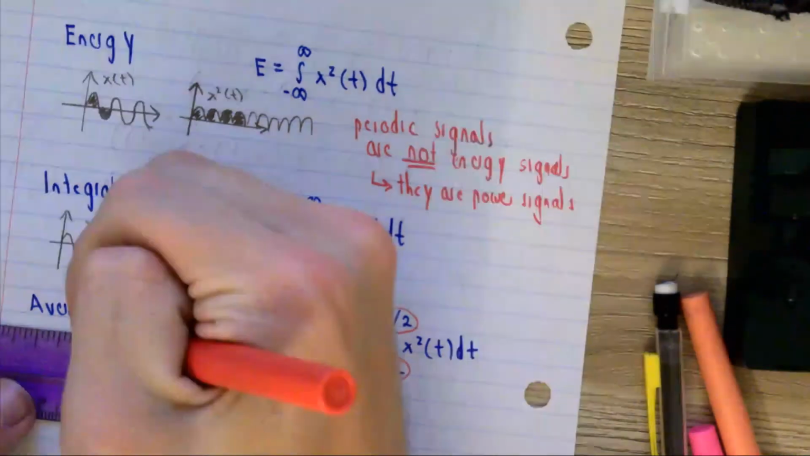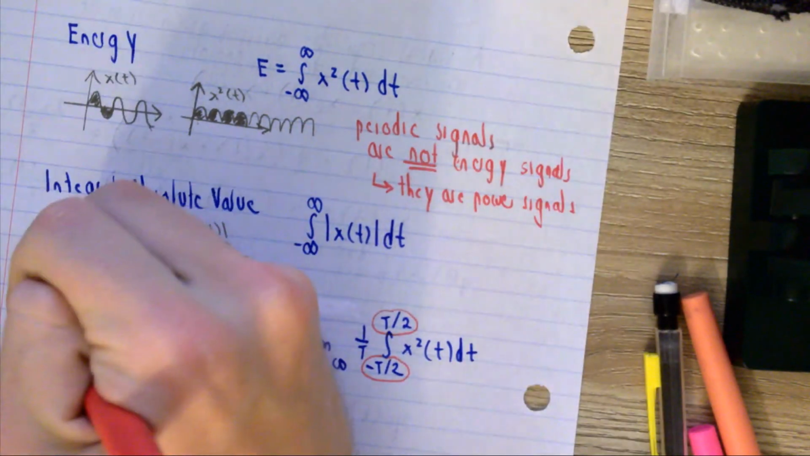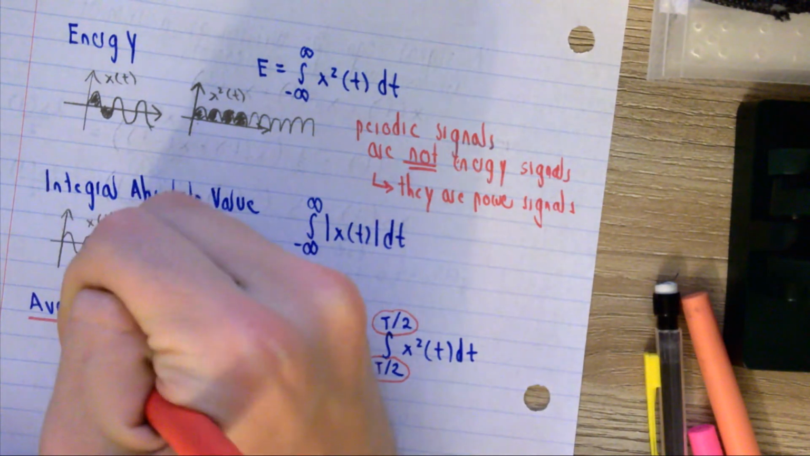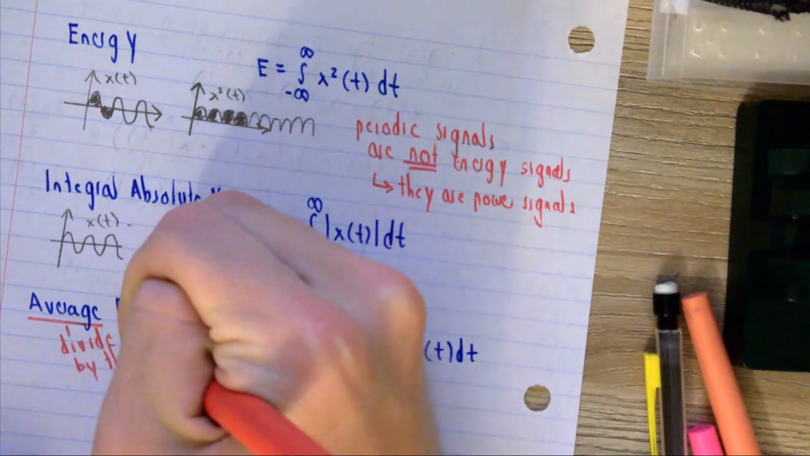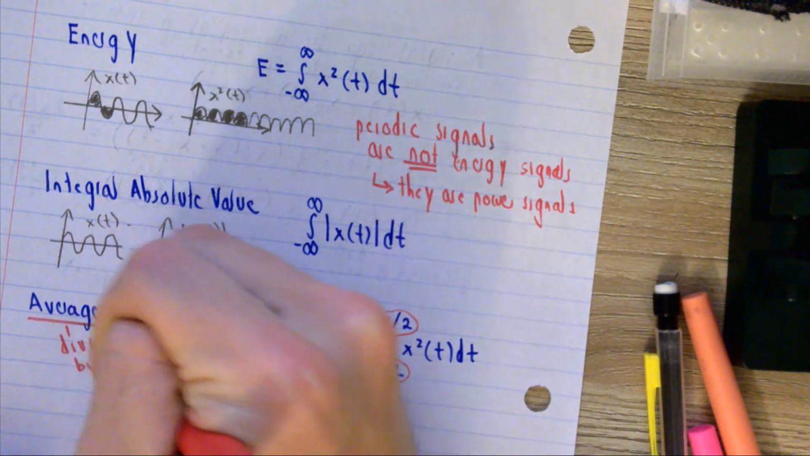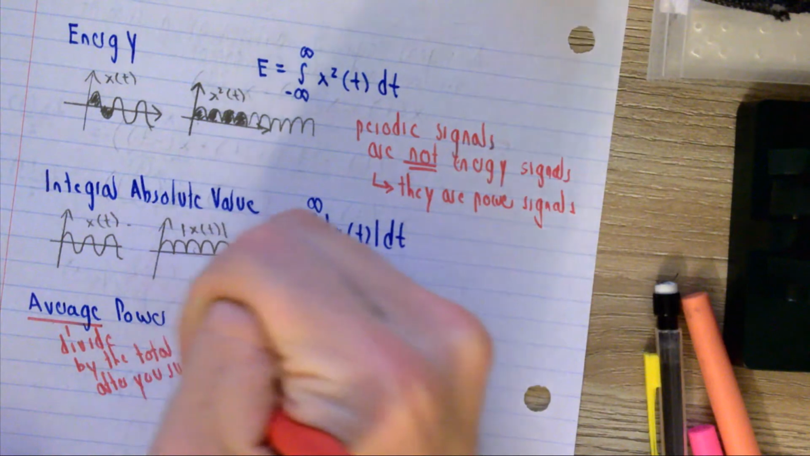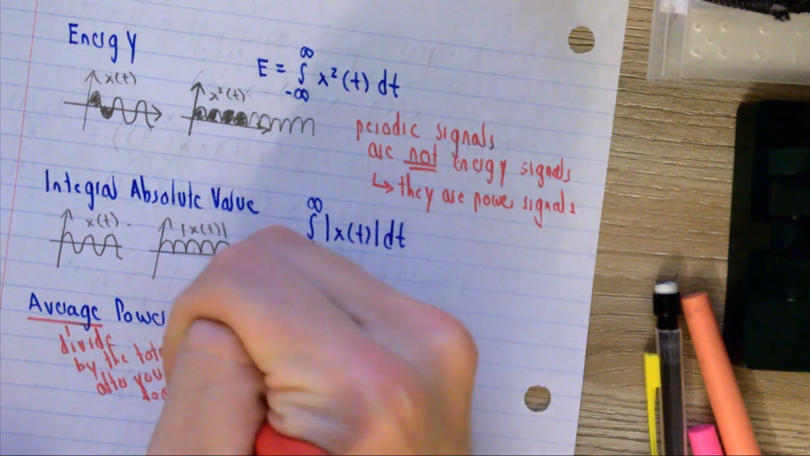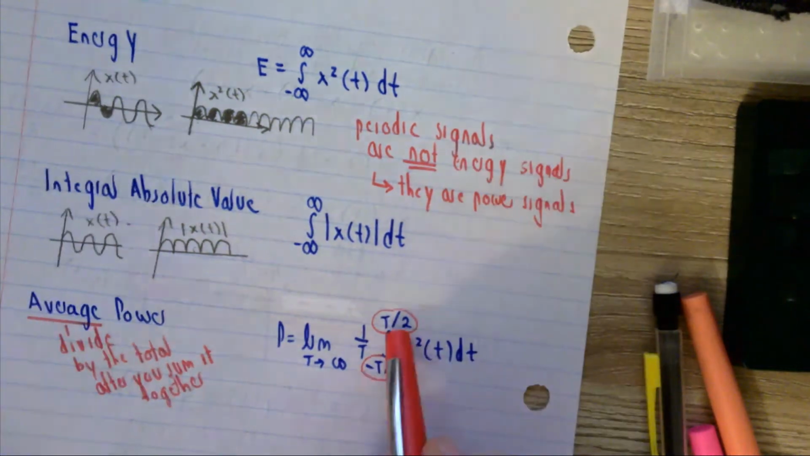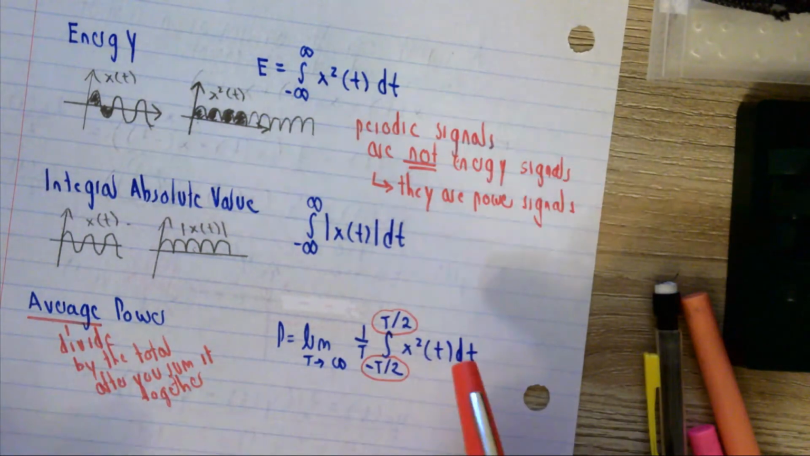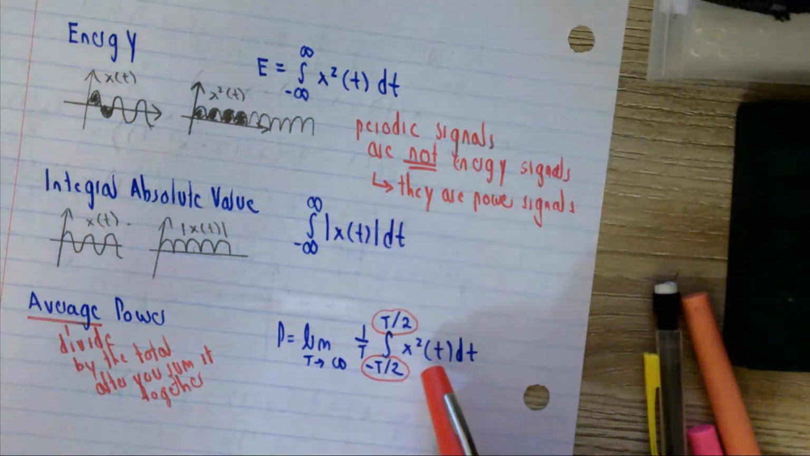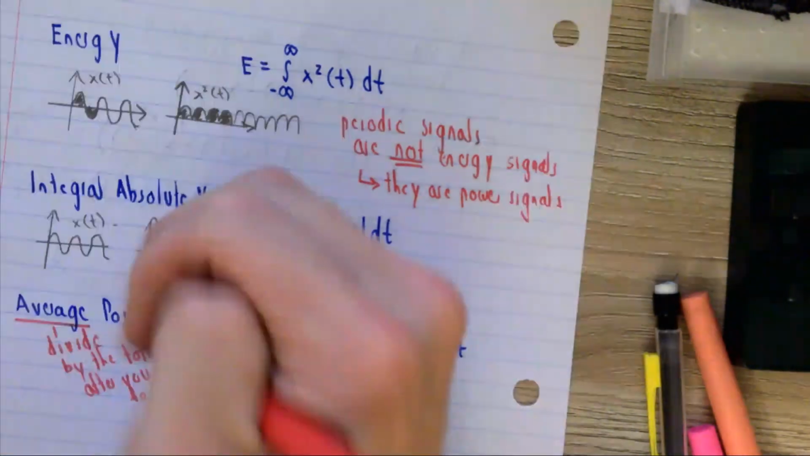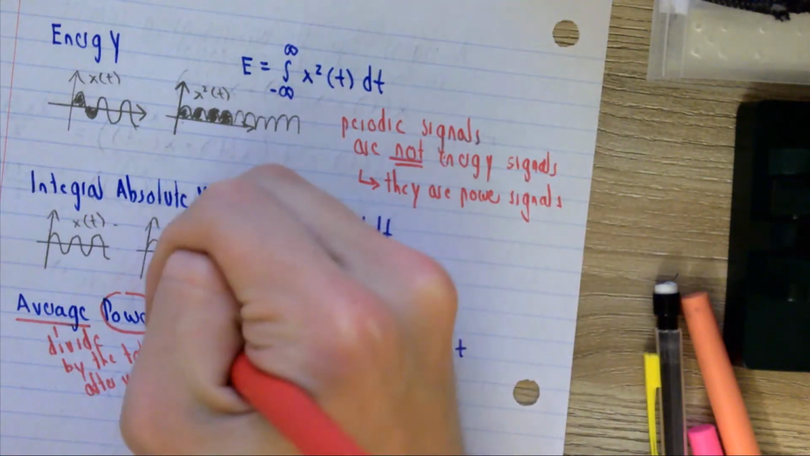And so for an average, you divide by the total, right, after you sum it together. The integral is like a sum because it takes all the values and adds them together. So it adds all the area, divides it by the total, and that's supposed to give you the average power of the signal. And just remember, power is used for periodic signals. They are periodic in nature.